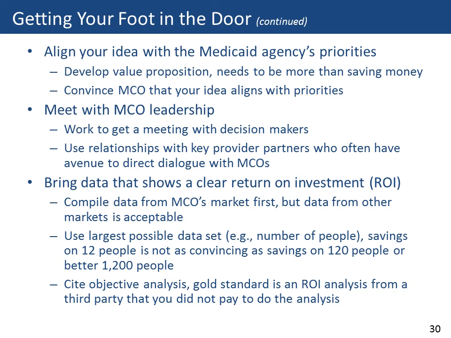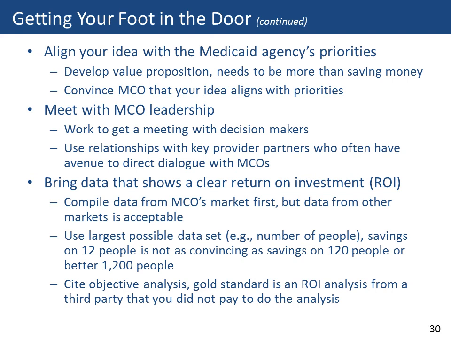Also, we've touched on this, make sure you're aligning your idea with the Medicaid agency's priorities. And most important, develop your value proposition. What is it? It needs to be more than just saving money. How are you improving quality? What is it that's going to make a difference to the people on the program? How are their lives going to be better? You also have to convince the MCO that your idea aligns with their priorities and what they're trying to do.